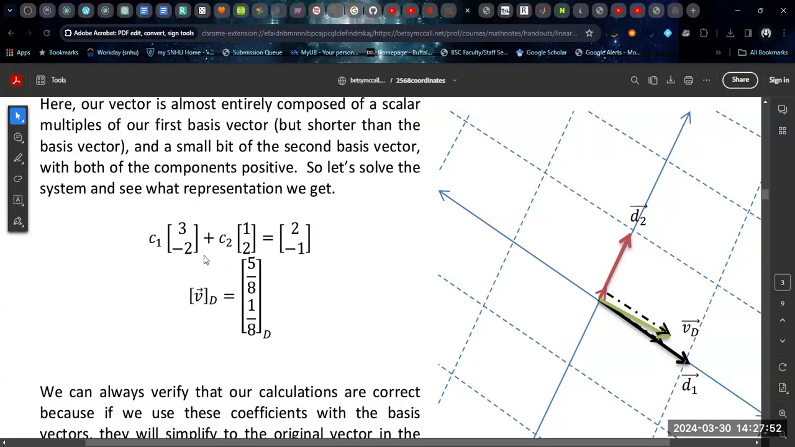So similarly, I can set up a system of vector equations: some constant times (3, -2), and some other constant times (1, 2), is equal to (2, -1). I can convert this to an augmented matrix in order to solve for C1 and C2. And what I get is 5/8 of D1 and 1/8 of D2 will get me to the point in space that I think of, on the standard basis, as (2, -1).